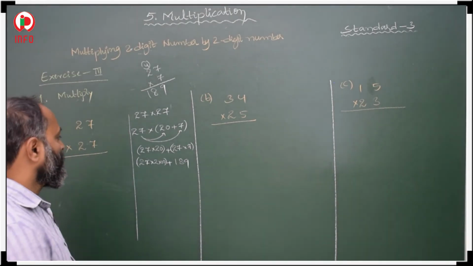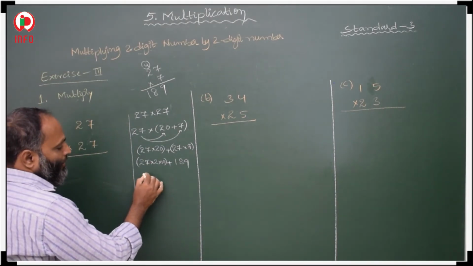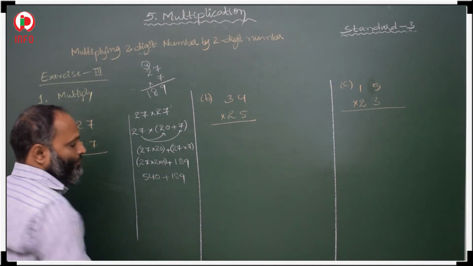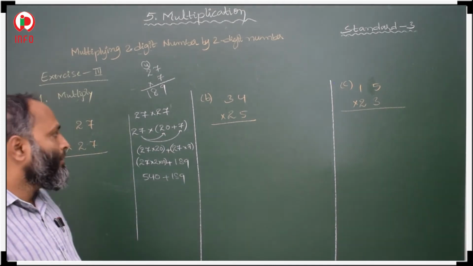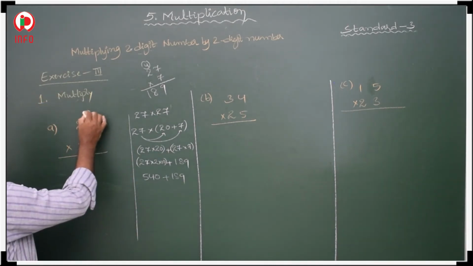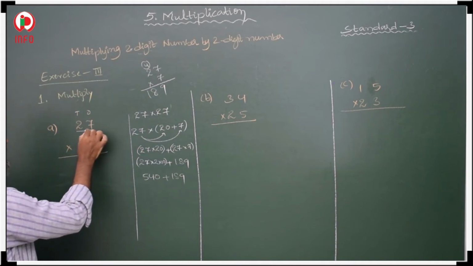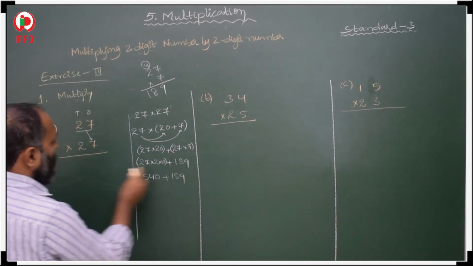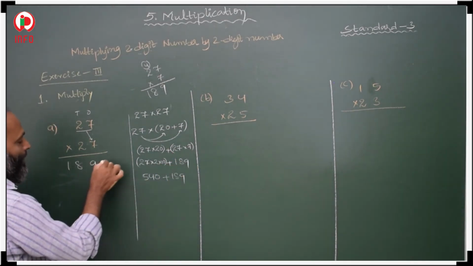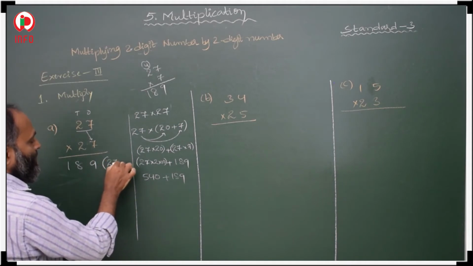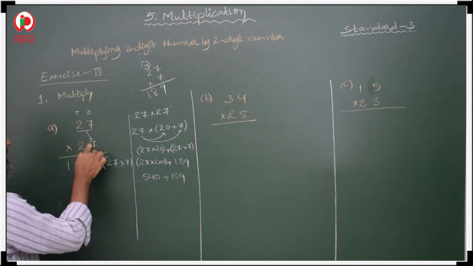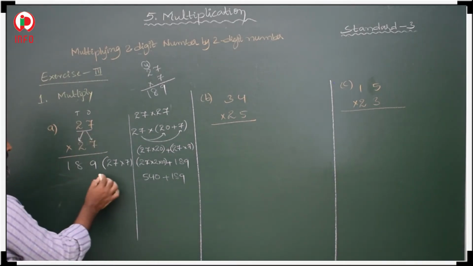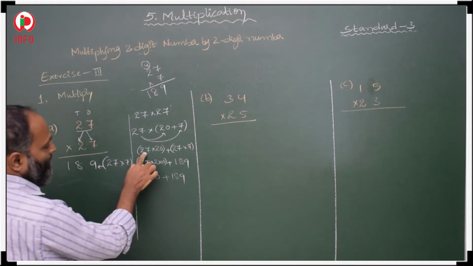Here 27 twos are 54. And here 0 is there. 54 plus 189, in this way we have to do. Now this is in ones place, this is in tens place. 27 sevens are, 27 with 7, 189. What it represents? 27 with 7. Now 27 with 20, 540.